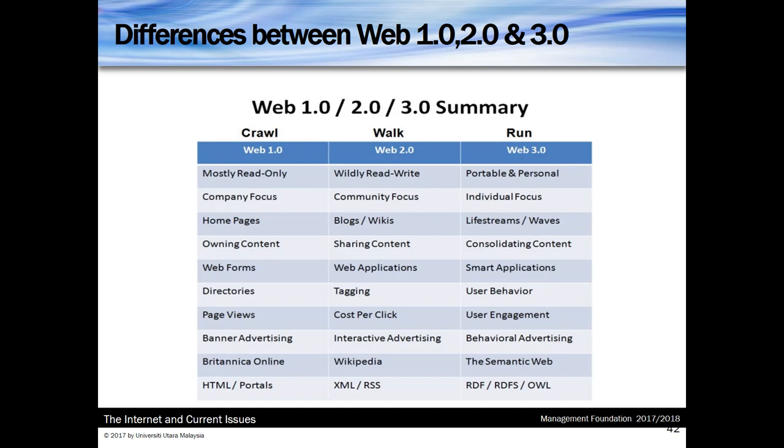In this table, you can see the differences between Web 1.0, Web 2.0 and Web 3.0. Web 1.0 is mostly a read-only web, Web 2.0 is a read-write web, and Web 3.0 is portable and personal. You can see the comparison between Web 1.0, 2.0 and 3.0 altogether.